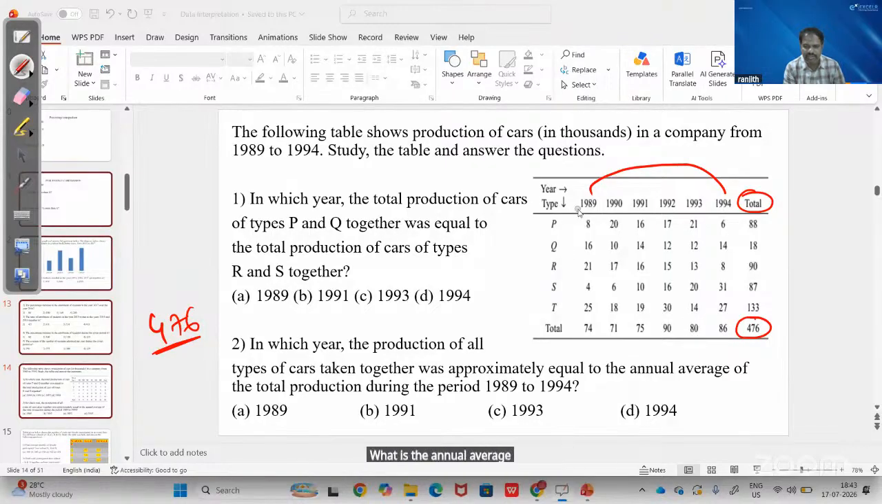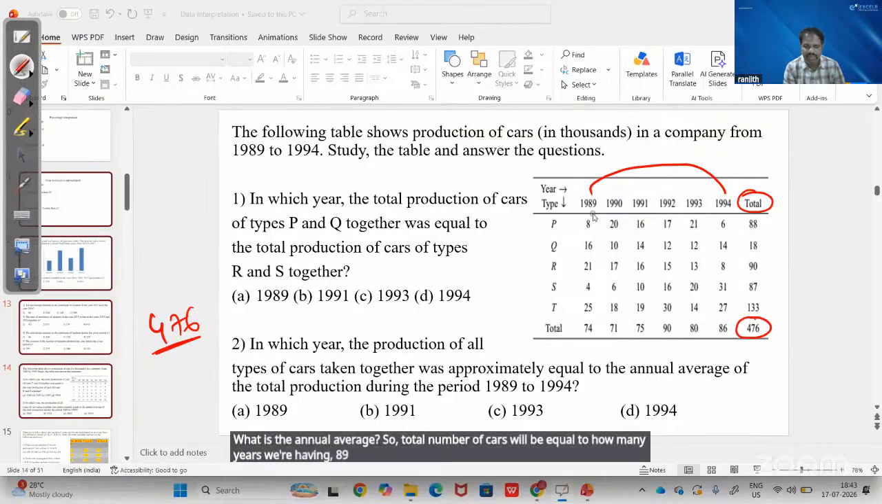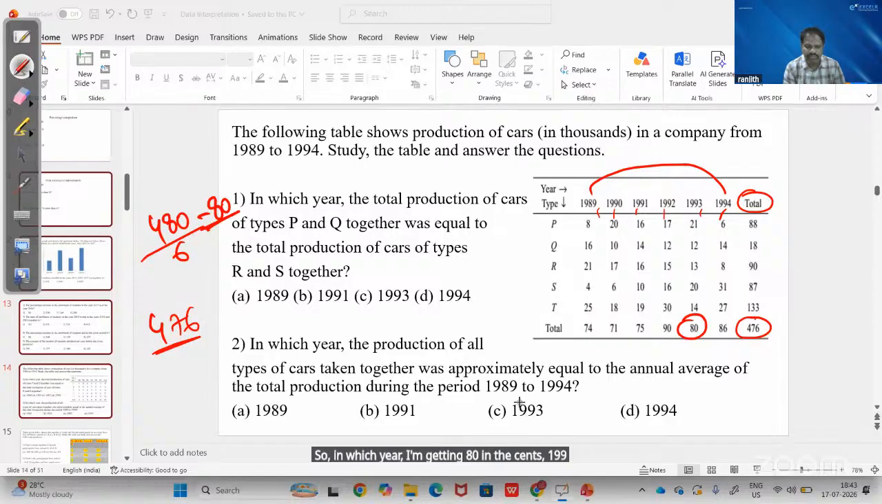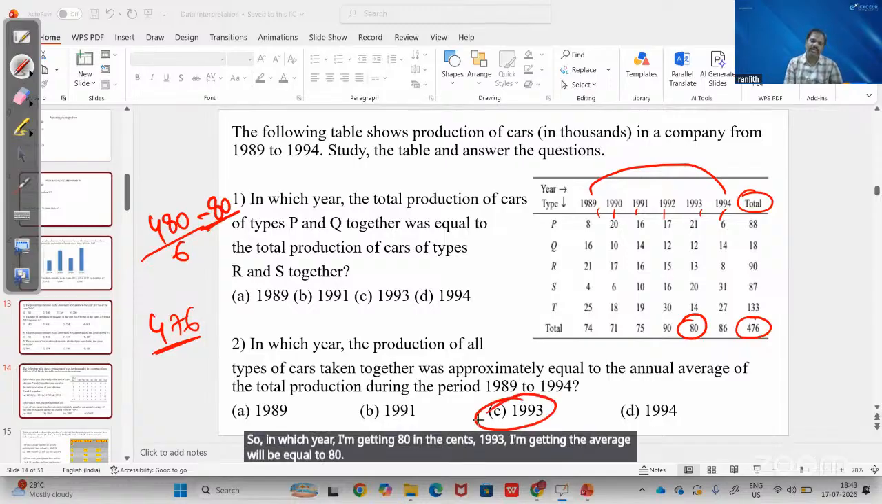The total number of cars divided by how many years we have, 89 to 94: 1, 2, 3, 4, 5, 6. So instead of 476, I will take 480. 480 divided by 6 is 80. In which year am I getting 80? In 1993, the average is 80. So the answer is 1993.